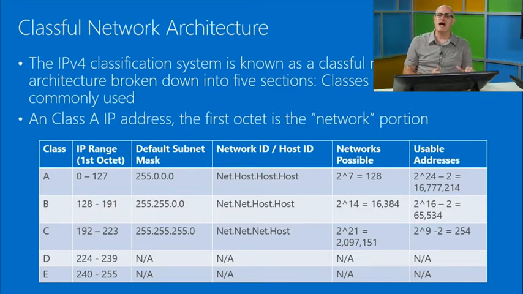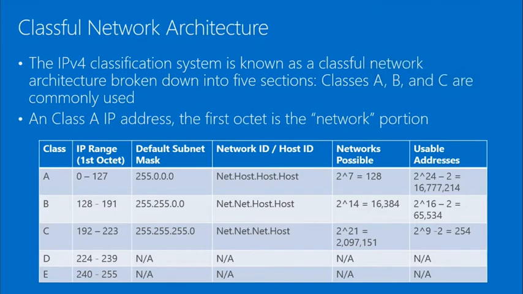Different classes have different default subnet masks. You can make your own mask. We'll talk about that later. So Class B, IP range 128 to 191, your default subnet mask uses the first 2 octets, 255.255.0.0. Notice the network ID, .net, .net, .host, .host. So the first 2 octets are used for network ID. The second 2 octets are used for host ID.